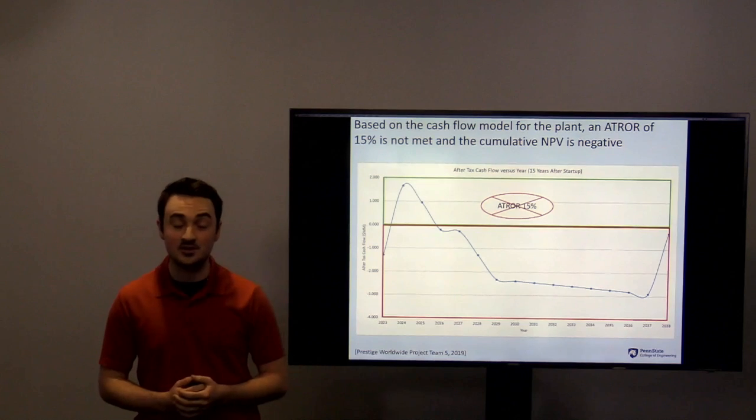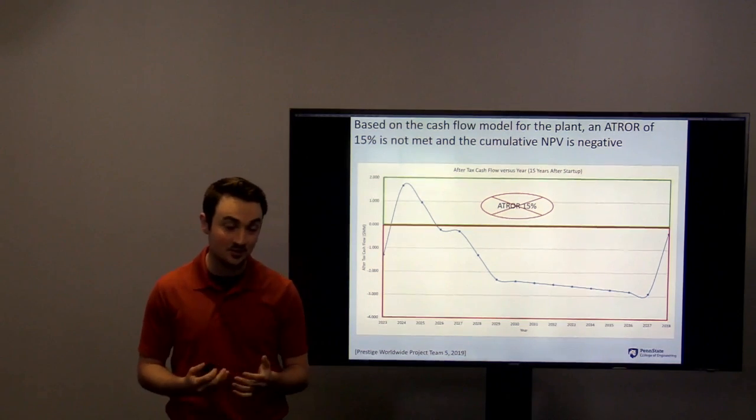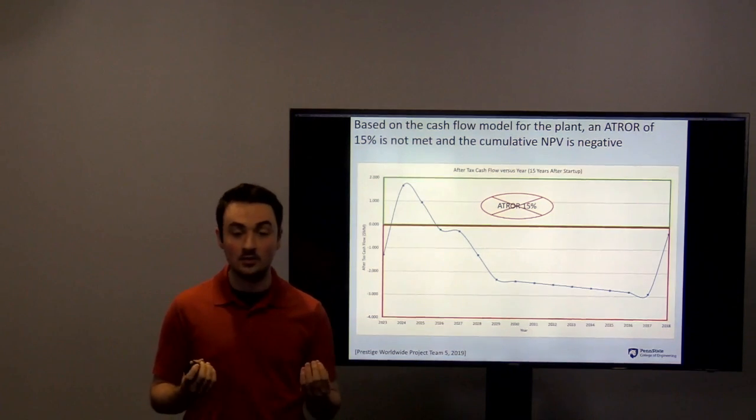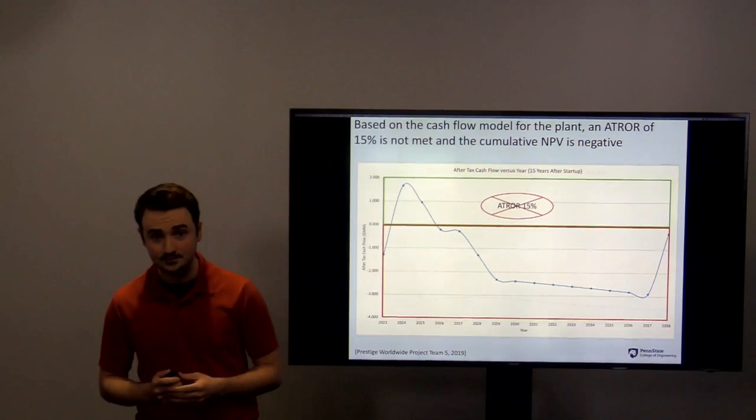So our ATROR target of 15% was very difficult to reach, and we were unable to reach it because basically our ongoing costs were outweighing the revenues that we were gaining from our products.